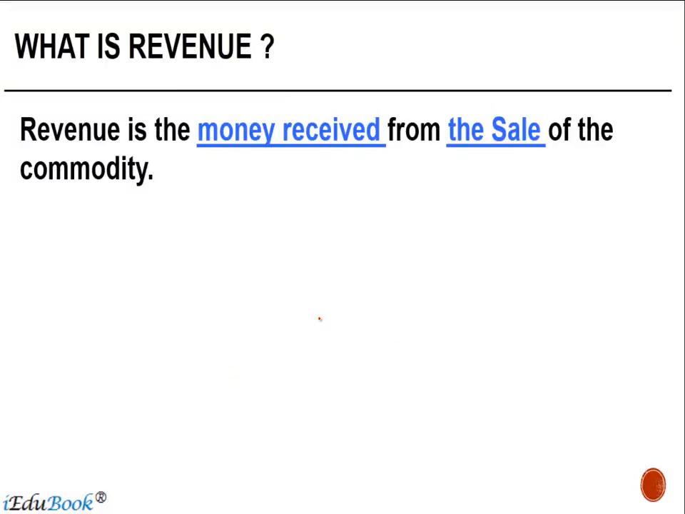First, let's understand what is revenue. Revenue is the money received from the sale of commodity. If there is a company which sells 1 toy at 100 rupees, for them the revenue is 100. Why? Because that's the money they receive from the sale of commodity. If they sell 2 toys, like I gave you an example, for 180 rupees, the revenue for them is the money received from the sale of commodity, which is 180.